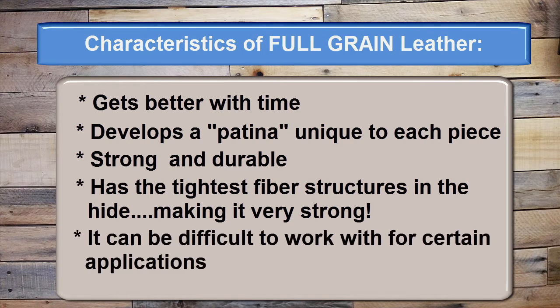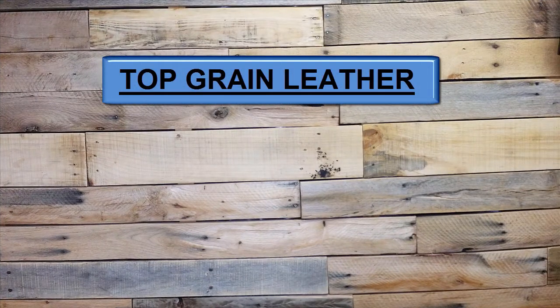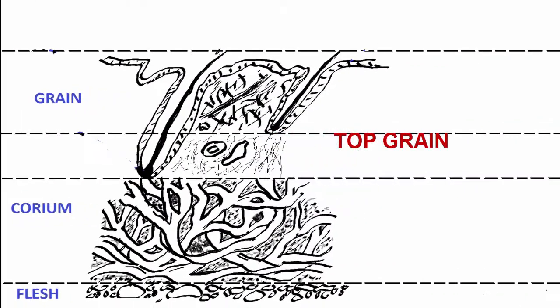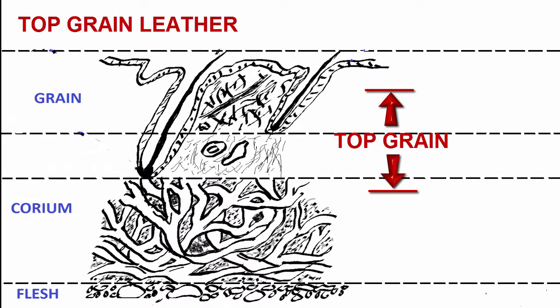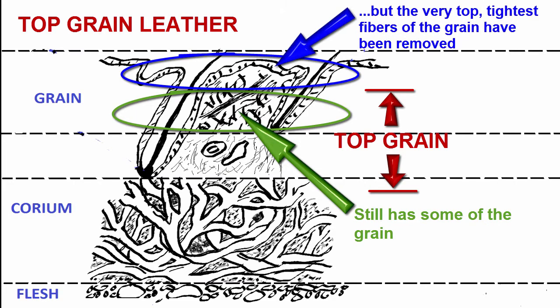It can also be difficult to work with. Now, although it's durable, that tight fiber structure can make it difficult to work with for certain applications. Top grain leather. The second highest grade of leather is called top grain. Now, while top grain leather still has some of the natural grain included on the top, tightest fibers of the hide have been removed.